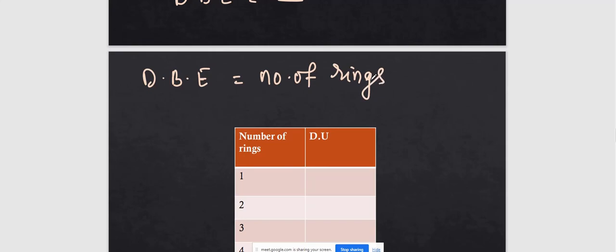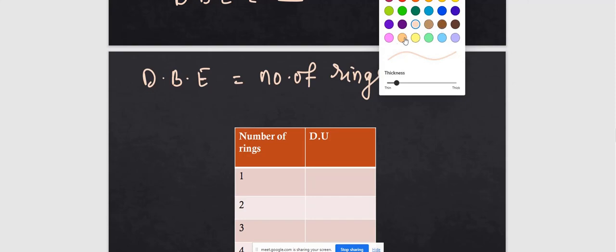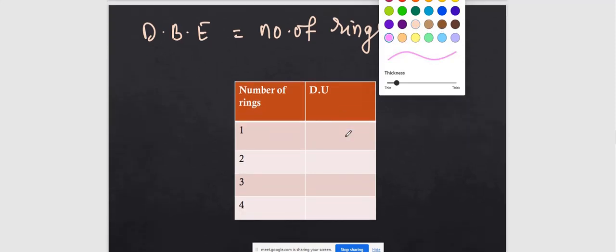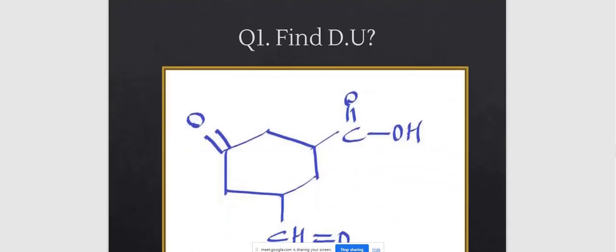So can I say now that double bond equivalent is equal to the number of rings in the compound? If there is one ring, you have to break one bond. If there are two rings, you have to break two bonds. Yes, ma'am. Then it will become an open compound. Now, the number of rings is 1. Can you tell me the double bond equivalent in all of these, 1, 2, 3, 4? Clear? Four. Yes, ma'am.